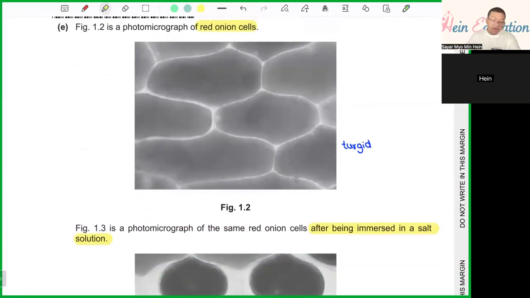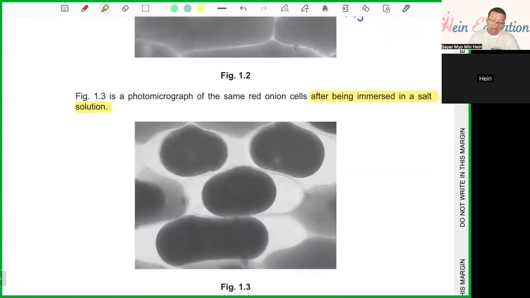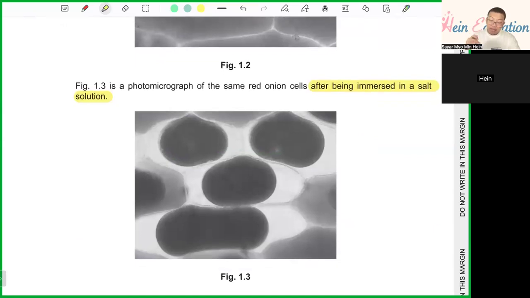And part E, figure 1.2 is a photomicrograph of red onion cells. As we can see from the diagram itself, the cells are in a turgid state and have turgor pressure. And in figure 1.3, the same red onion cells are immersed in a salt solution. We can see that the cells are in a flaccid state, or they can also be plasmolysed, right? Because we can see that the cell membrane and the cell wall are not attached, and we can see a lot of cytoplasm spaces, telling us that water has moved out of the cells by osmosis.